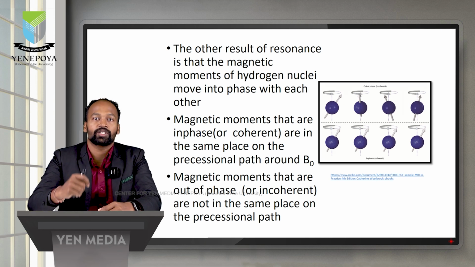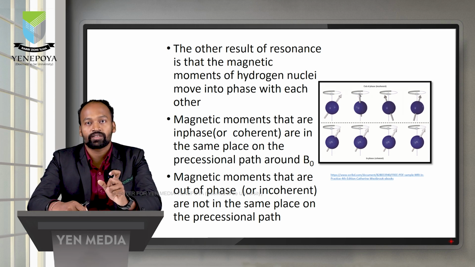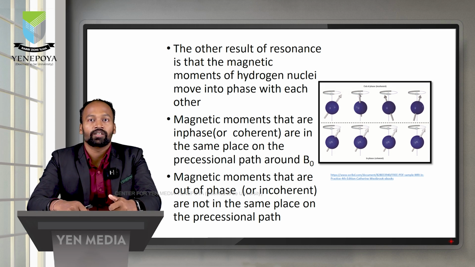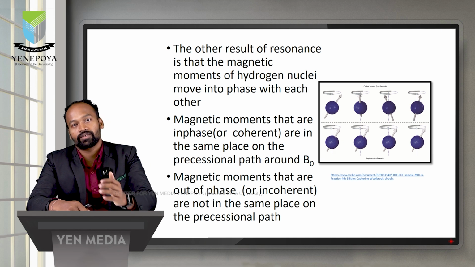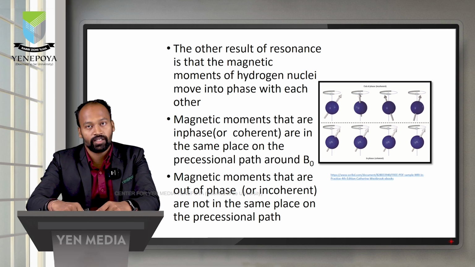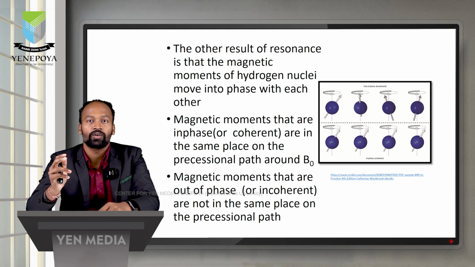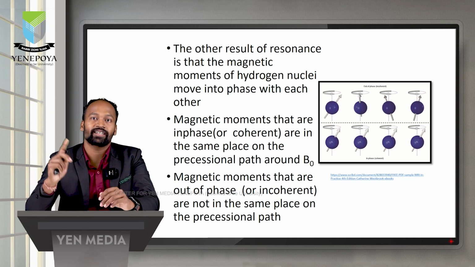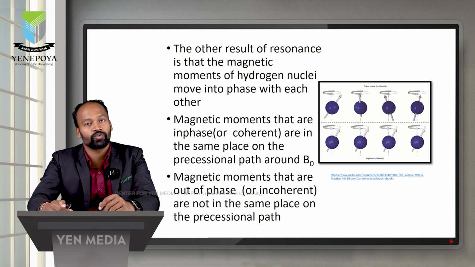In the lower image we can see in phase, or coherence. That means the energy we give to the hydrogen atoms is almost similar, and the hydrogen atoms spin around their own axis. So, whatever atoms are in phase, they all move in the same direction, with the same speed, and at the same place.